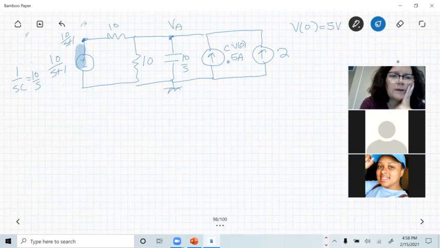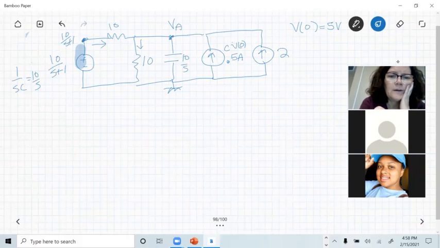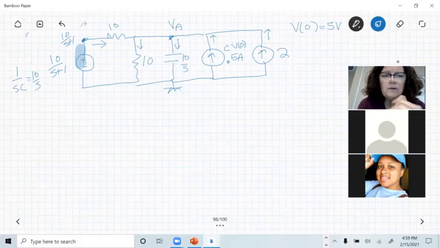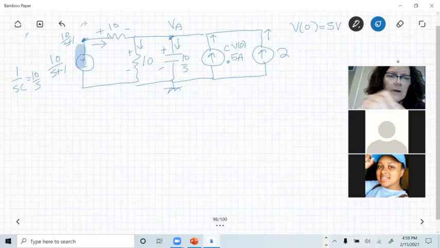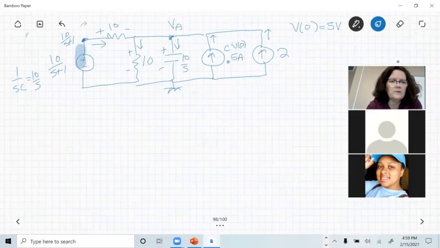I have to assign current directions. So this current, I'll say, is going this way, going down, and these are obviously going up. Now I need voltage polarities. I assign those based on passive sign convention, so current goes into the positive terminal. As long as I do that, it will keep me from making sign errors, and I don't worry about those. So I write the KCL equation.